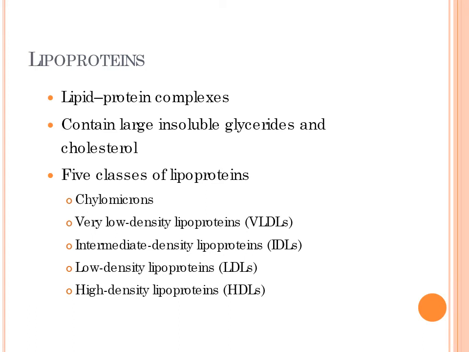Lipoproteins are those lipid protein complexes we were discussing earlier. They contain large insoluble glycerides and cholesterol. We have 5 different classes of lipoproteins. Our chylomicrons are the largest of the lipoproteins, and we discussed those coming out of the digestive system and entering those lacteals to be sent into the general circulation. Very low density lipoproteins bring lipids out to skeletal muscle.